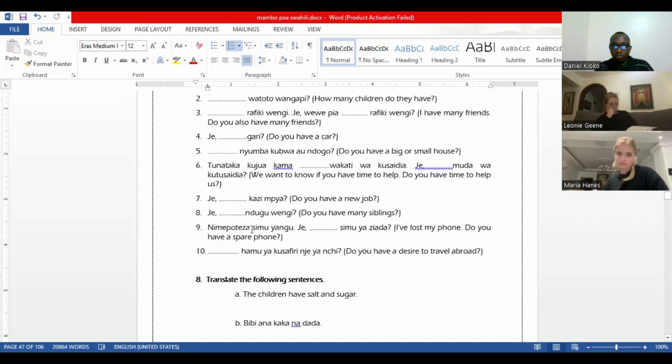Nimepoteza simu yangu. Kupoteza is "lost." I've lost. Nimepoteza simu yangu, my phone. Je, again, una simu. Simu is phone. Ya ziada, extra or spare. What's yangu? My. Rafiki yangu. Do you have a desire to travel abroad? Je, una hamu ya kusafiri nchi ya nje?